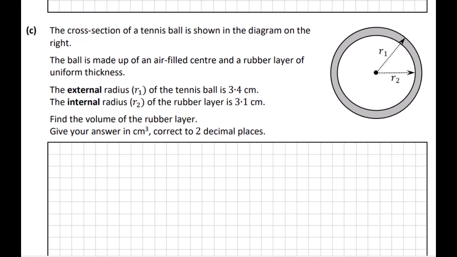Okay, so part C, the cross section of a tennis ball is shown in the diagram on the right. The ball is made up of an airfill center and a rubber layer of uniform thickness. The external radius is 3.4, the internal radius is 3.1.